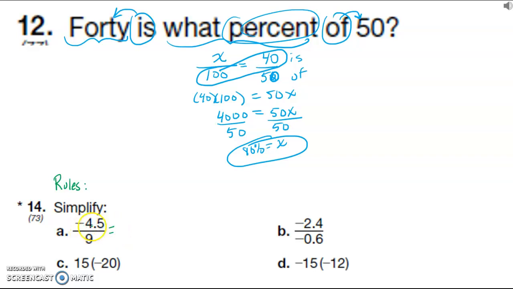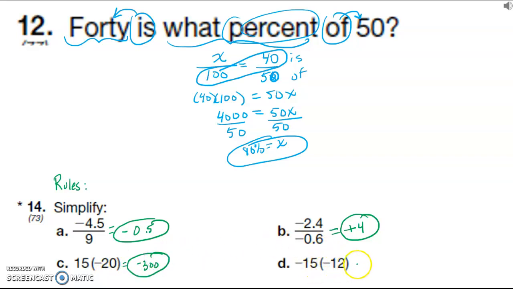So I have a negative 4.5 divided by a positive 9, which gives me a negative 0.5 because these are not the same sign. These are the same sign, so I'm going to get a positive. That's 2.4 divided by 0.6, positive 4. Here I have a positive 15 times a negative 20. It's going to give me a negative 300. And here I have a negative 15 times a negative 12, which is going to give me a positive 180. Did you get them right?